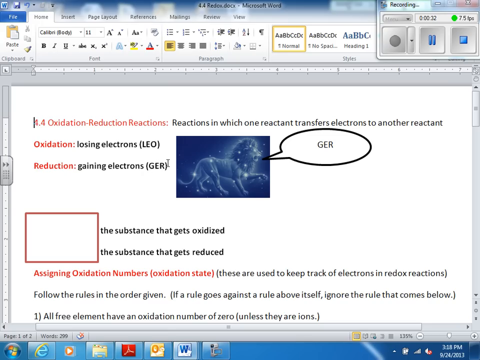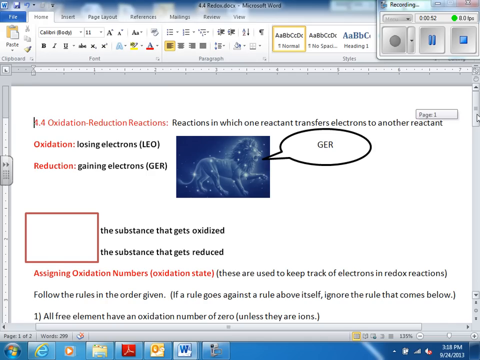And my little mnemonic for memorizing this is that LEO, the lion, says GER. Some people use OIL RIG. Oxidation is losing. Reduction is gaining, so that would be OIL for oil, RIG for rig. You can use whichever one you would like.